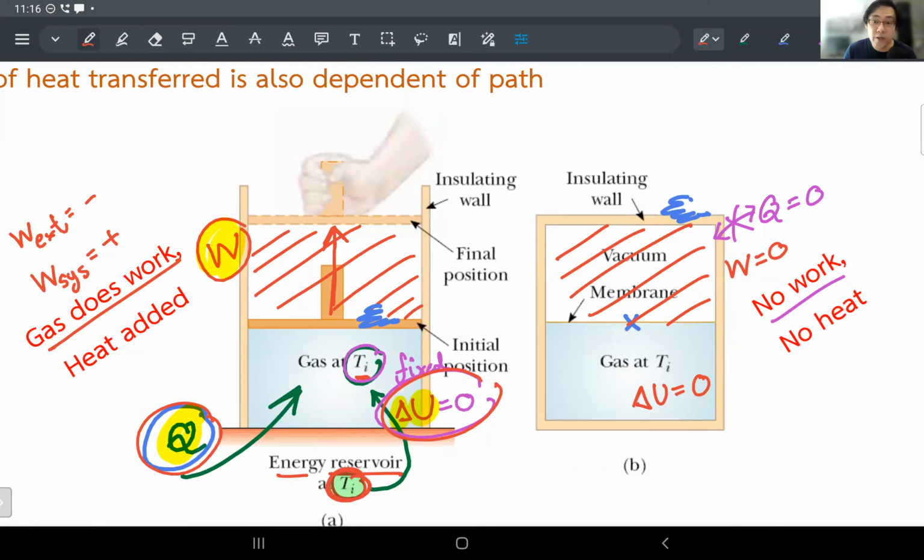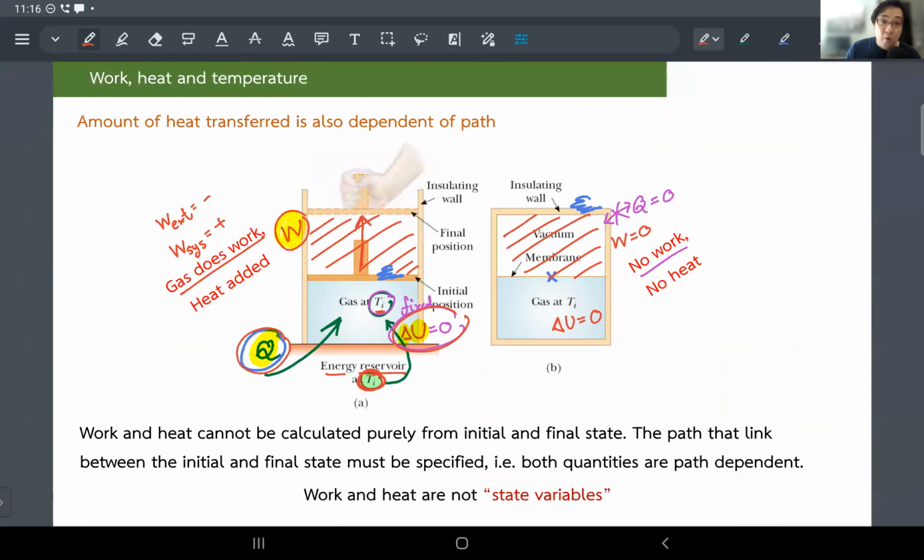But no matter what we do, it's the relationship between these three parameters here: work, heat, and internal energy change. Isn't that cool? We are going to deal with this under the first law of thermodynamics. But this one just confirms the picture of the path dependence one more time.